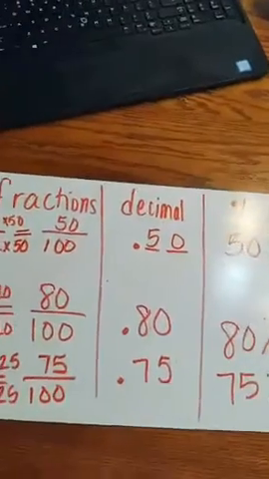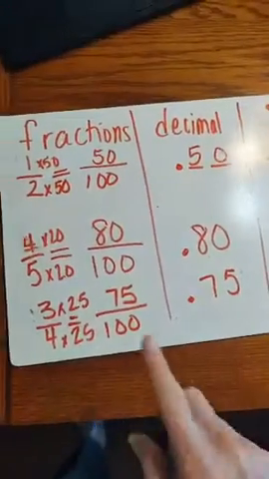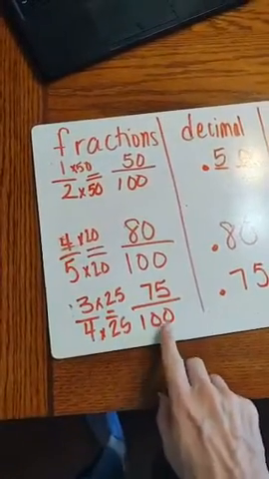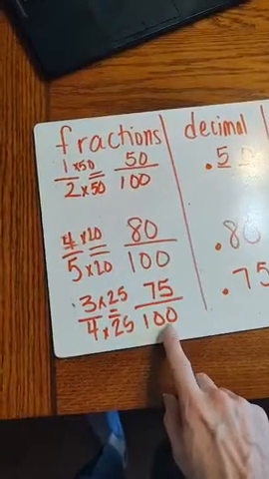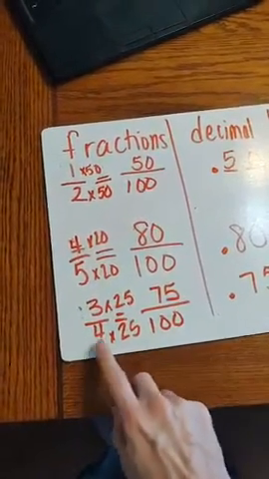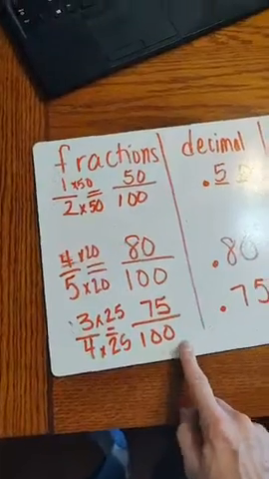All righty. Remember, this is the key. Set your proportion up so that you can get 100 on the bottom. Okay? These are equivalent fractions, what we found. All right.